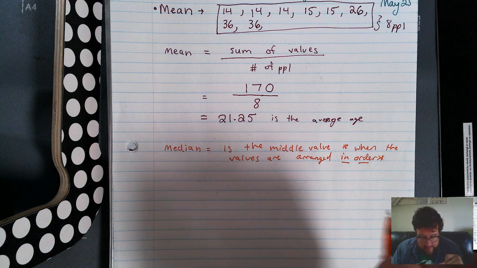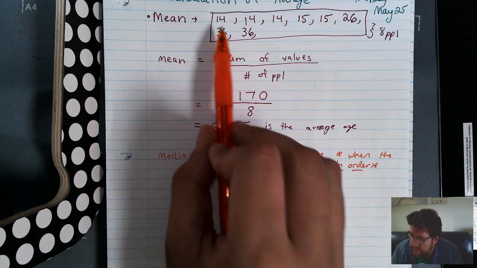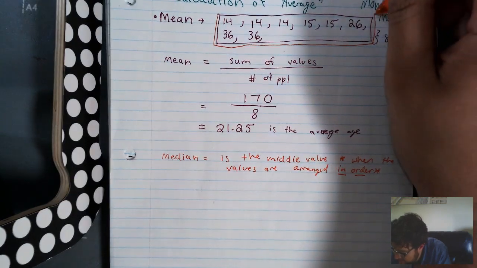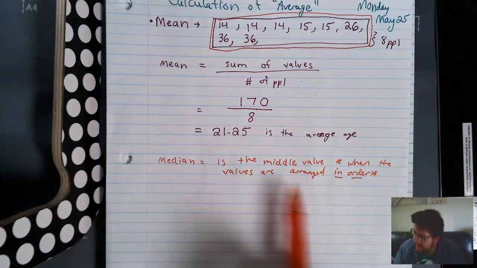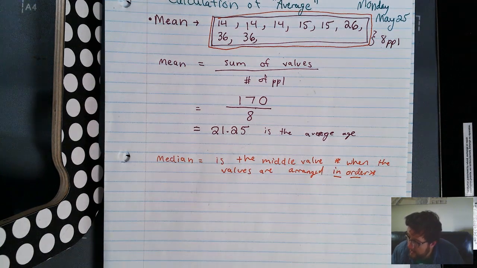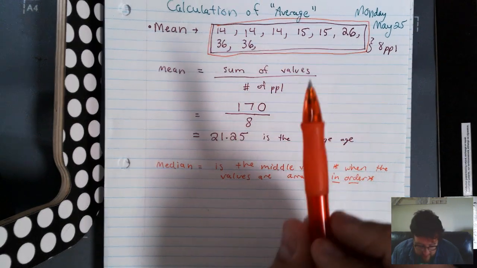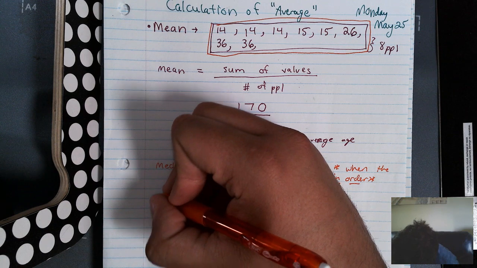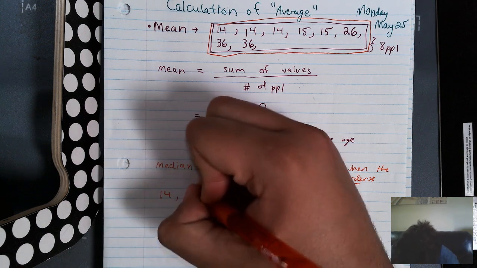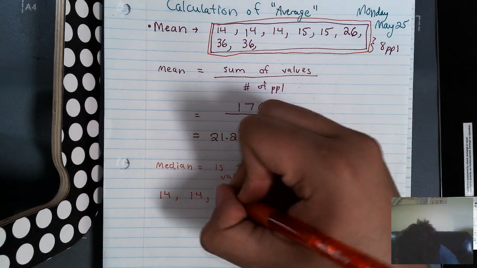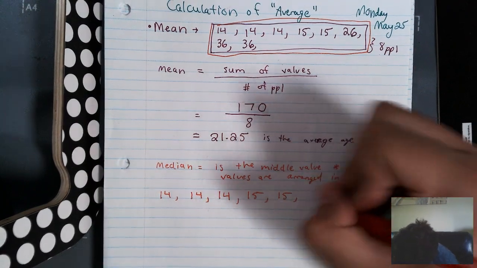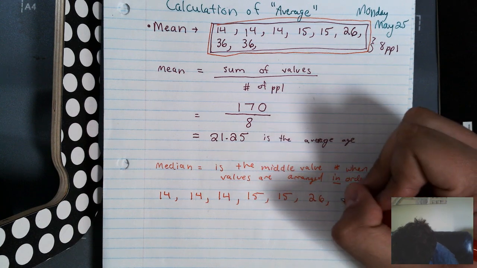So let's look again at our little data set up here. I'm also going to circle it in orange, I guess. We can just use that same data. Okay, so the median value is the middle value when the values are arranged in order. So luckily for us, we've already got them arranged in order. But maybe I'll just do them one more time. So we have 14, 14, 14, 15, 15, 26, 36, 36.